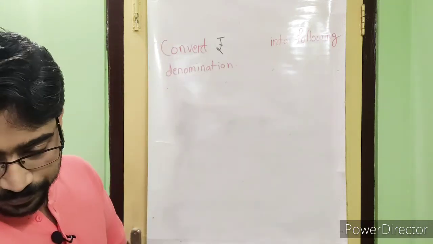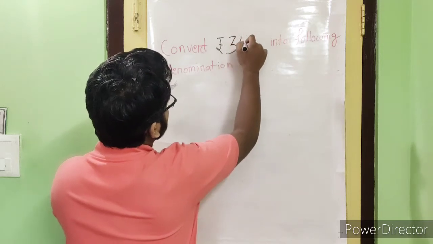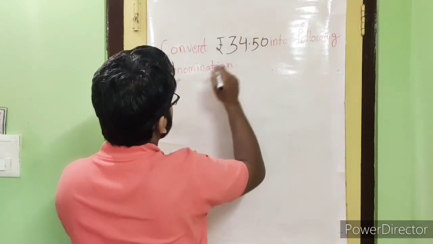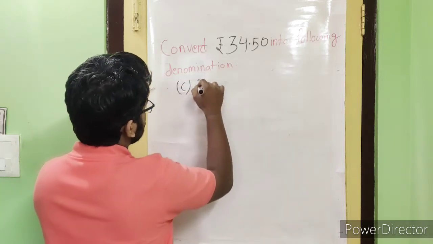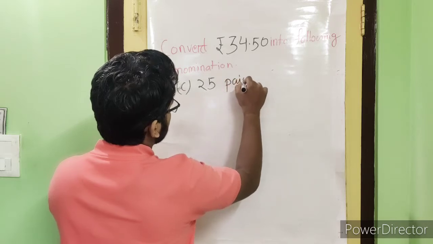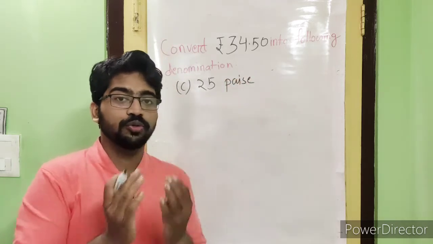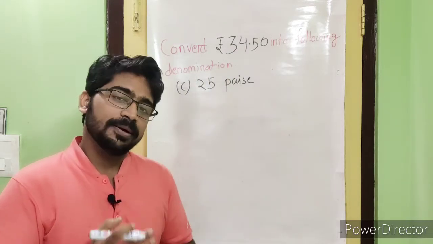Suppose 34.50 and the denomination is 25 paise. That means you have 25 paise coins. Now we need to find how many 25 paise coins make this amount, in the same process.